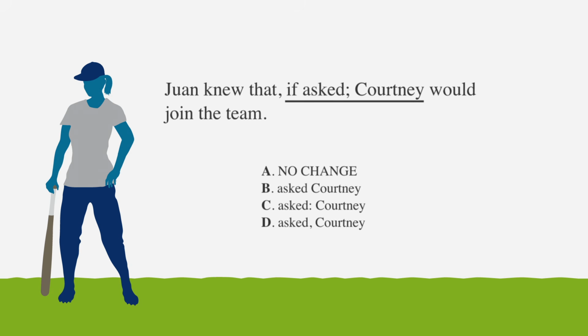Our sentence reads, Juan knew that; if asked, Courtney would join the team. In this sentence, we're focusing on the section where the semicolon is used, which is underlined. Since semicolons combine two independent clauses, and this sentence only has one independent clause, we know that this is incorrect. Right away, we can eliminate answer choice A since a change is needed.